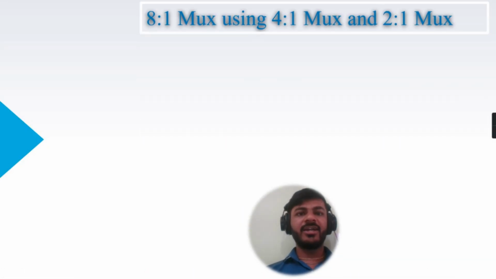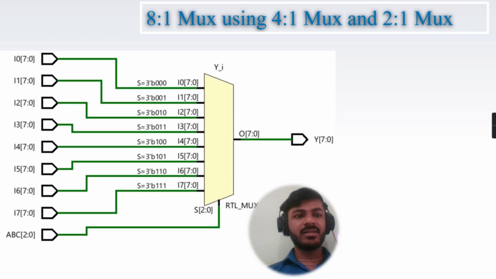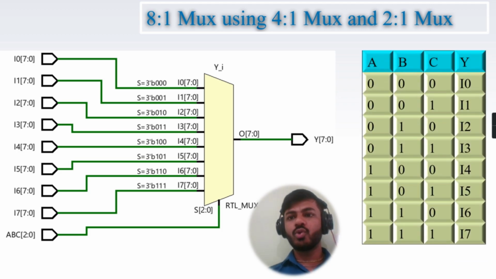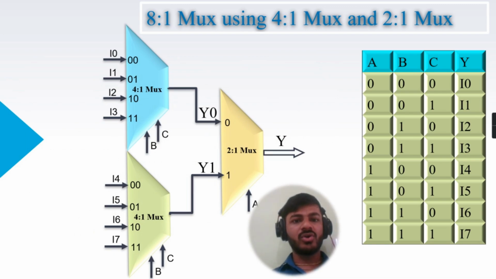Now we'll implement 8 is to 1 mux by using 4 is to 1 mux and 2 is to 1 mux. Here on my screen you can see the gate level schematic that I have already explained while implementing 8 is to 1 mux by using 2 is to 1 mux. And this is the truth table which is having select lines A, B and C and output Y. So based on the select lines A, B and C, inputs from I0 to I7 will be routed to the output Y. Okay. So as you can see on my screen, to implement this 8 is to 1 mux by using 4 is to 1 mux and 2 is to 1 mux, we need two 4 is to 1 muxes and a single 2 is to 1 mux.